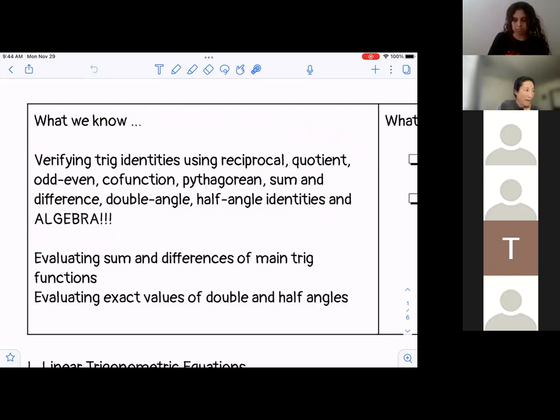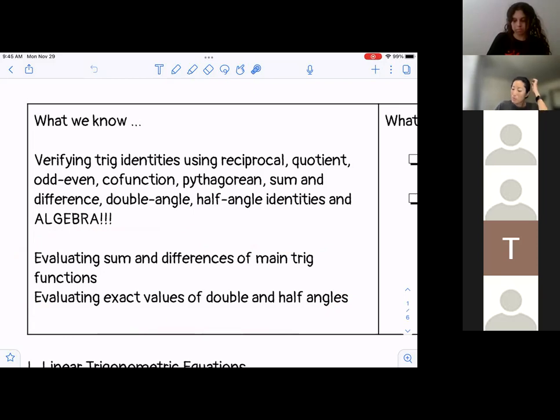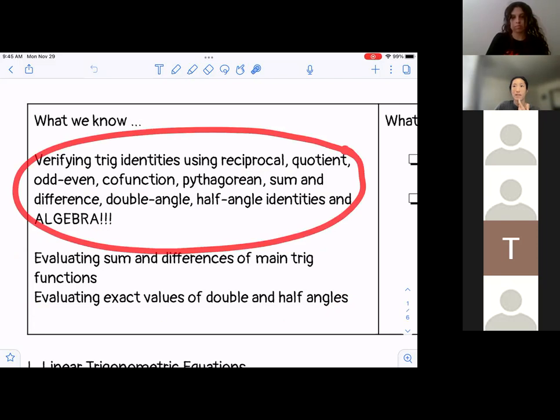The other thing that we've talked about, we looked at actually calculating things, like finding sum and difference of trig functions, finding exact values of double and half angles. And so all of these things would be important to review before that exam on Wednesday, okay? But if you take a look at the grade breakdown on that topic list, 50 points are going to be on verifying the trig identities, all right? Then I'm not saying that for you to be like, oh, I guess that's 50 points that I'm not going to get, right?